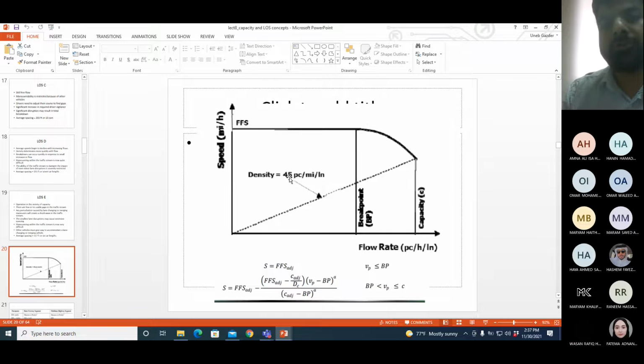Okay, so if you take 45 and do the inverse, it becomes the slope of this line. The inverse of 45 is the slope of this line. Why? Because density is flow upon speed, and the slope of this graph will be speed upon flow, so you have to do the inverse. They have already fixed the value of density, then took the inverse to get the slope and plotted the line using that slope. That's why they say this line corresponds to a density of 45, because the inverse of the slope will be 45.